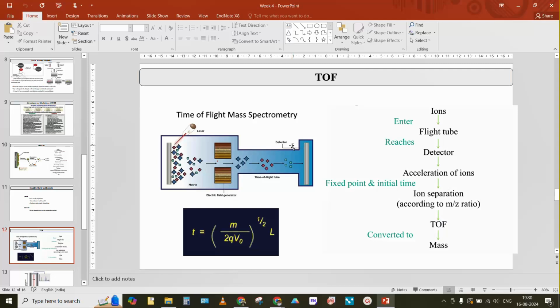Here the time of flight of a charged ion can be calculated using the equation shown in this slide. The time of flight is directly proportional to the square root of the mass of the ion. In this equation, T represents time of flight, M is the mass of the ion, Q is the charge on the ion, V0 is the accelerating potential, and L is the length of the flight tube.